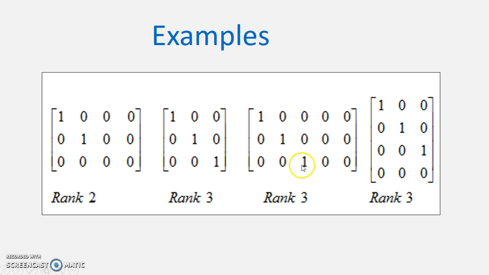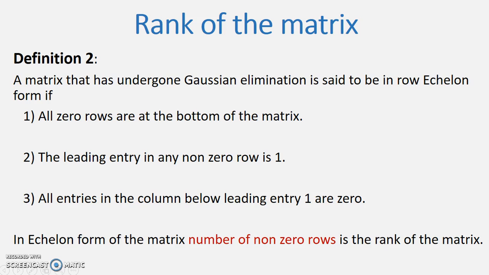Here this is I3, then 0; this is I3 and a 0 row matrix; this is I3. Now here we have I2 and 0 matrix, 0 matrix, 0 matrix. Now this is the second definition of rank of the matrix. This is what we are going to use to find consistency of the simultaneous equations.